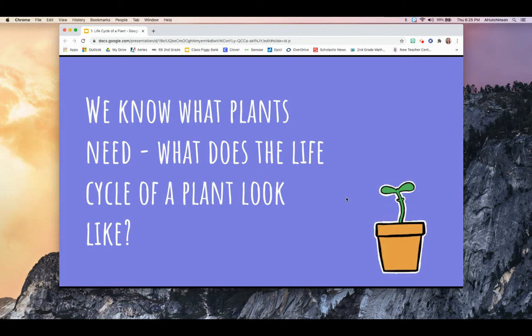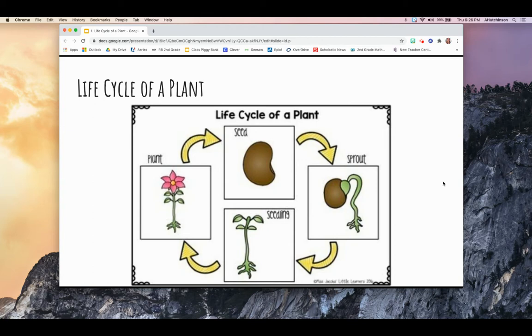So we know what plants need, but what does the life cycle of a plant look like? Do you have any thoughts? Turn and tell someone if you have any thoughts about what a plant's life cycle looks like. Maybe this will help jog your memory if you've learned this before. Here's a quick picture about the life cycle of a plant. Do any of these words look familiar to you? Do you know anything about any of the information showing up on your screen? If you do, pause the video and talk to someone at home. When you're ready, hit play, and we'll learn about each phase of the life cycle of a plant.